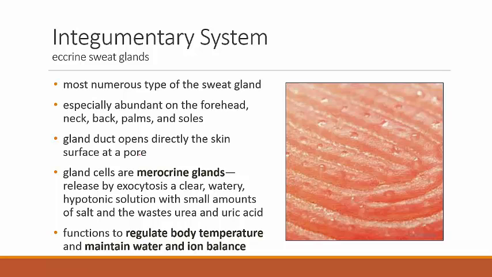Eccrine sweat glands are the most numerous of the sweat glands, and we find them especially abundant on the forehead, the neck, the back, the palms, and the soles. So these sweat glands are the ones that when we're working outside on a hot day, they are going crazy, producing sweat, trying to help us keep cool. And the duct opens directly to the skin at a little pore, and you can see each of the pores there in the middle of this fingerprint.